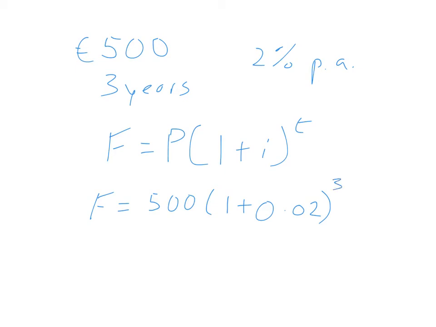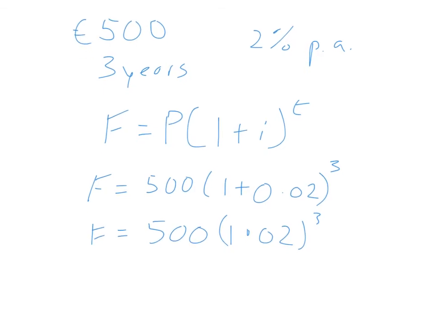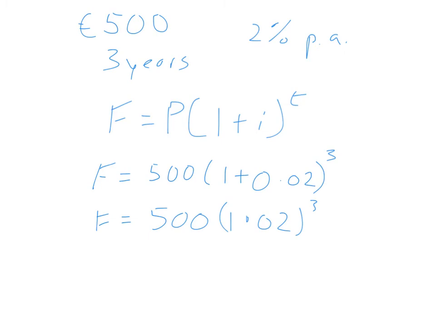So now we've got this subbed in. What we're going to do is solve it out using BIDMAS. So BIDMAS says to use our brackets first. So we'll do what's inside the brackets, and that gives us 1.02. BIDMAS says then that we should do our indices next. So 1.02 to the power of 3 is what we're going to do next. Everything else stays the same.